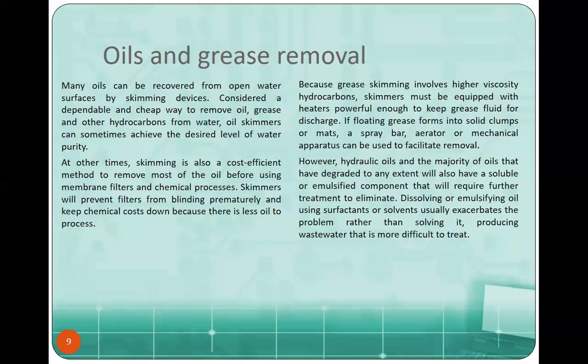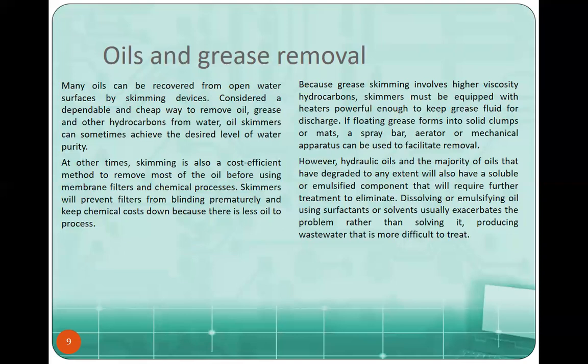Because grease skimming involves higher viscosity hydrocarbons, skimmers must be equipped with heaters powerful enough to keep grease fluid for discharge. Because it becomes thick otherwise. If floating grease forms into solid clumps or mat, a spray bar, aerator, or mechanical apparatus can be used to facilitate removal. However, hydraulic oils and the majority of oils that have degraded to any extent will also have a soluble or emulsified component that will require further treatment to eliminate.